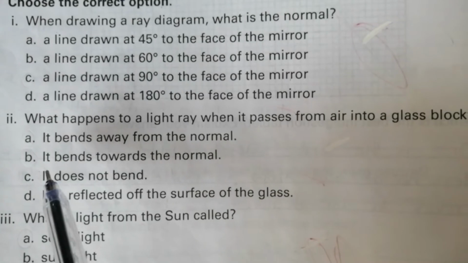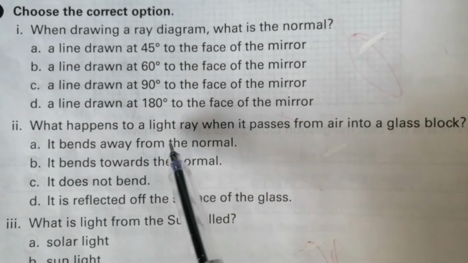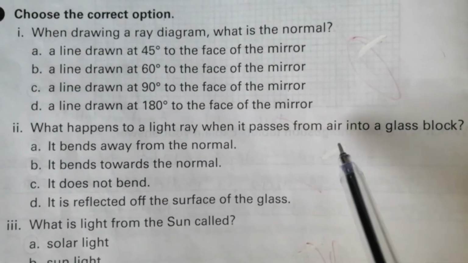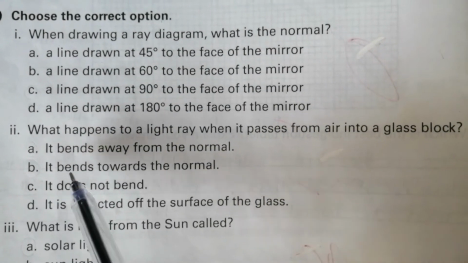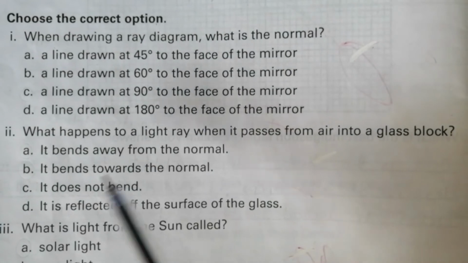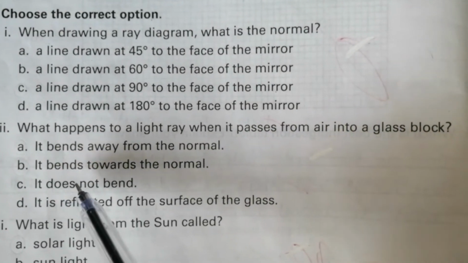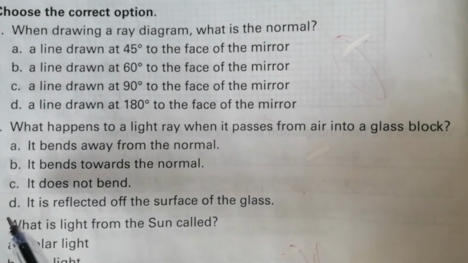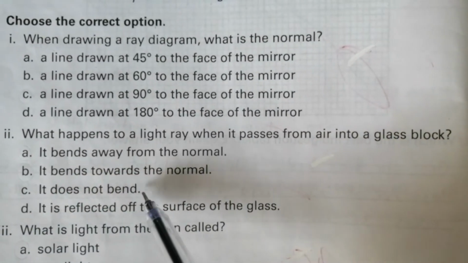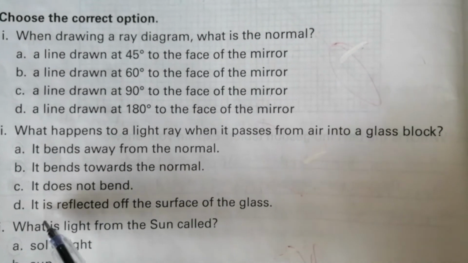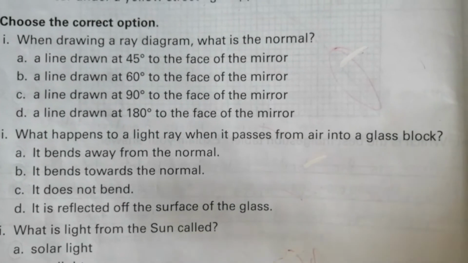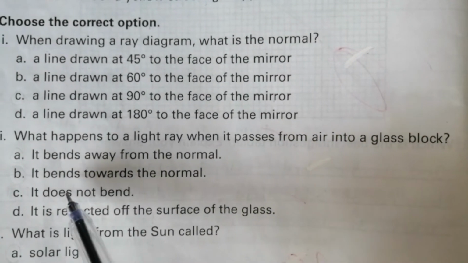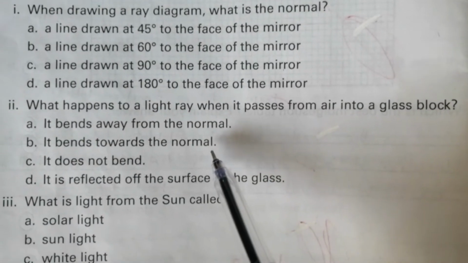Statement number 2, what happens to a light ray when it passes from air into a glass block? Option A, it bends away from the normal. Option B, it bends towards the normal. Option C, it does not bend. Option D, it is reflected off the surface of the glass. The correct option is B, it bends towards the normal.